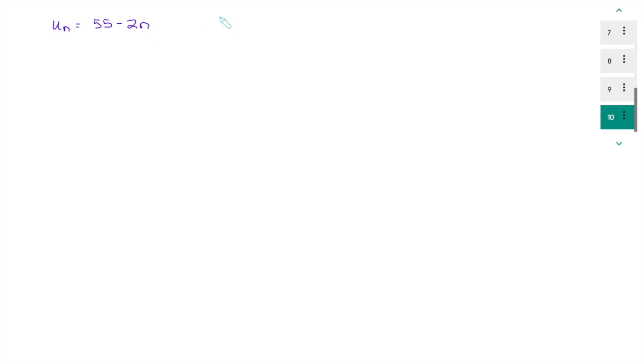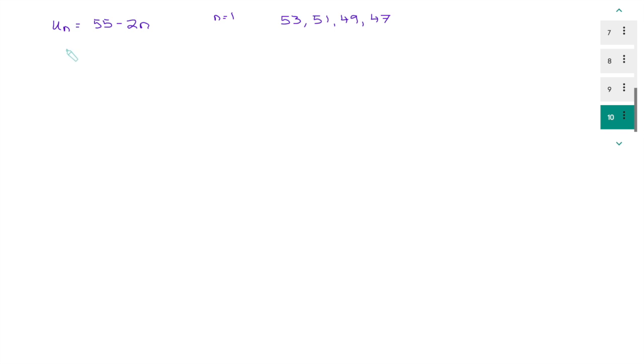So for the first term, n is going to be 1, okay? It's tempting to put n equals 0, but the first term is n equals 1. So we've got 55 minus 2 is 53. The second term, let's put n equals 2 in here. So we've got 51, and so on. Okay, so we can just see now that we've got our starting point and we're going 2 down each time.